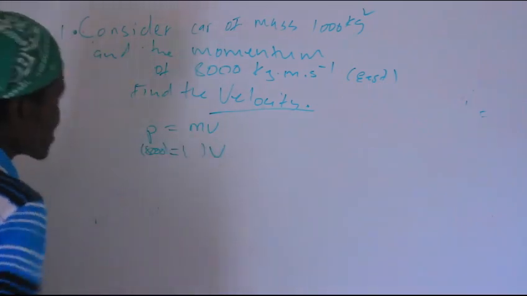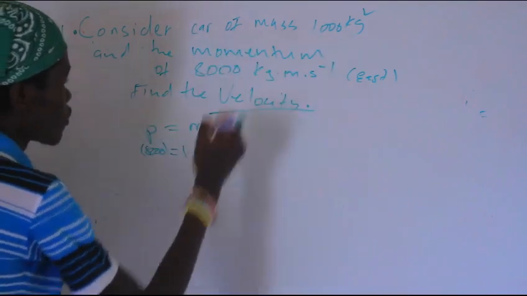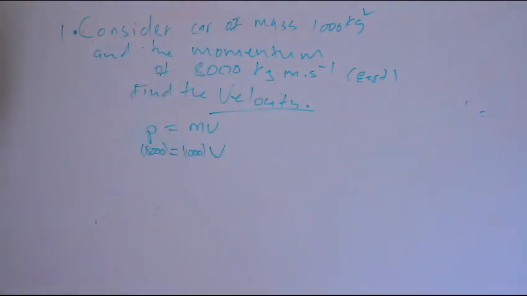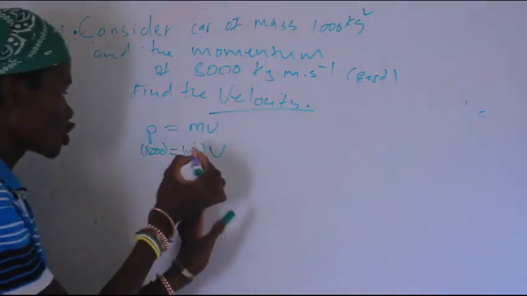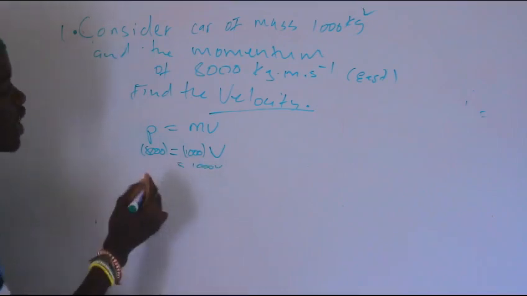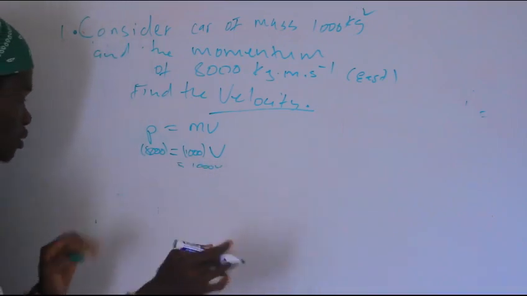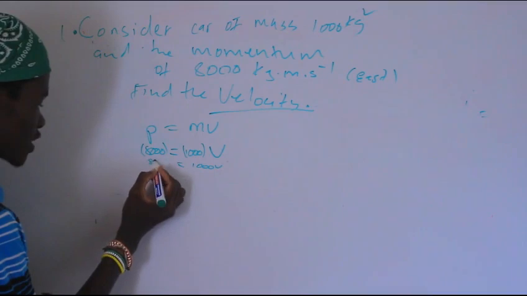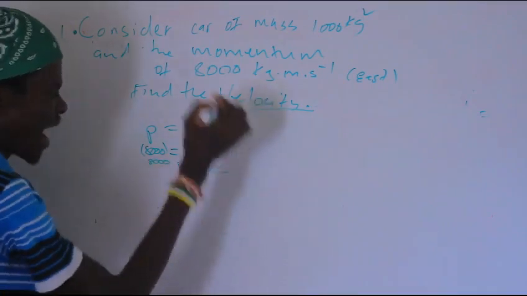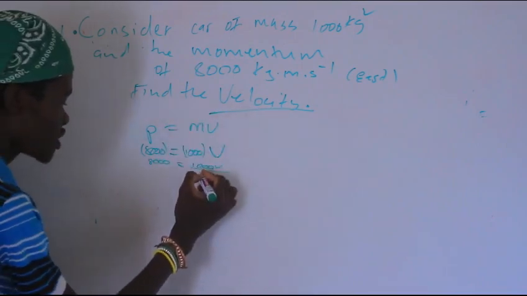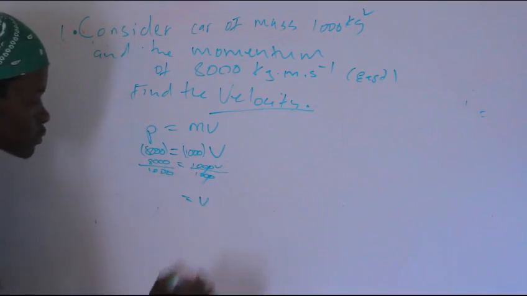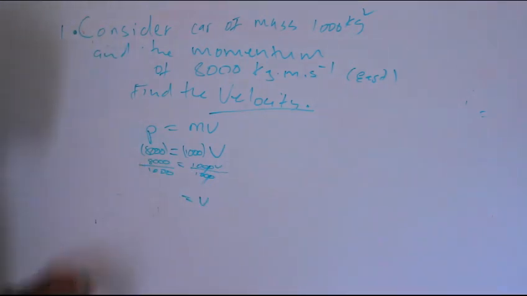Sharp. What's the mass? They gave us the mass, 1,000 kg. You do your mathematics. Distribution law: 1,000 times v is 1,000v. We haven't even got to the difficult things. On this side we have 8,000. Math says we divide both sides by the number next to the variable. So we divide by 1,000, we divide by 1,000. Right? v, that's my velocity.